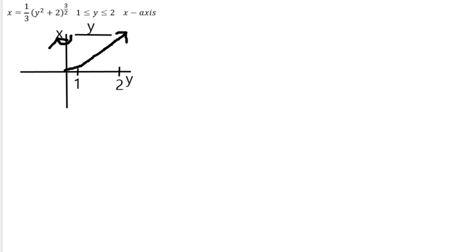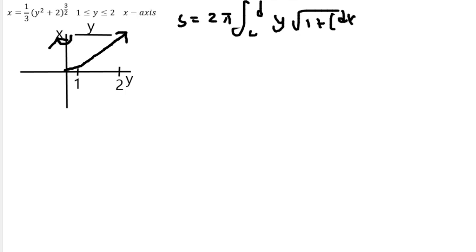Now let's try this one. This is a little bit tougher. So x is equal to 1/3 quantity y squared plus 2 raised to the 3 over 2. As we can see here, actually we just flip it up, so it's rotating on the x-axis too. But as we can see here, it's in the range 1 to 2. But we're going to use a different formula now.